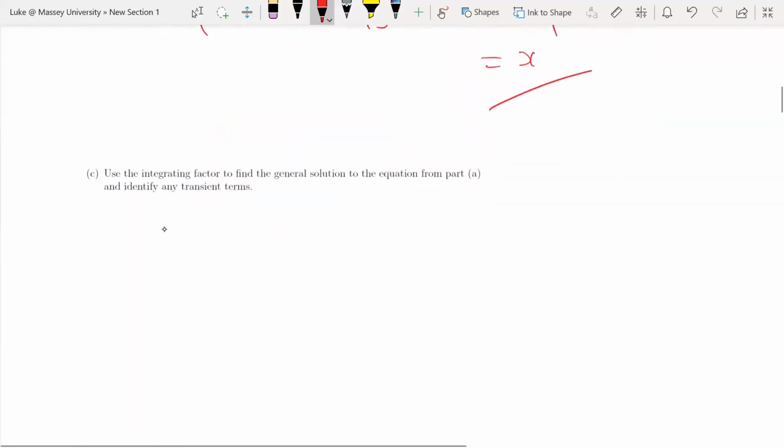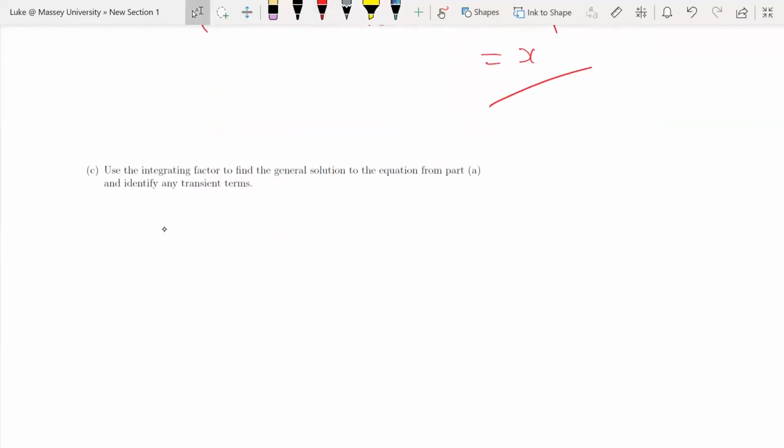So pretty straightforward there. Part C, find the general solution to the equation from part A and identify any transient terms. So there are two parts there. Don't forget, there are two parts there. So make sure you read the questions properly.